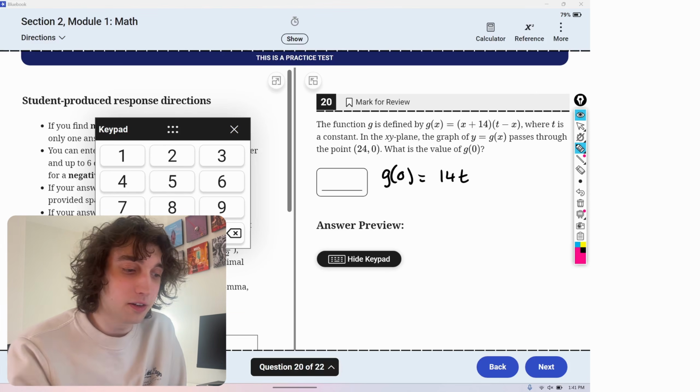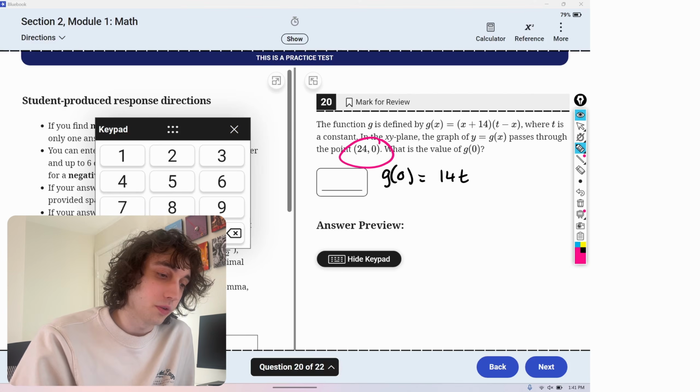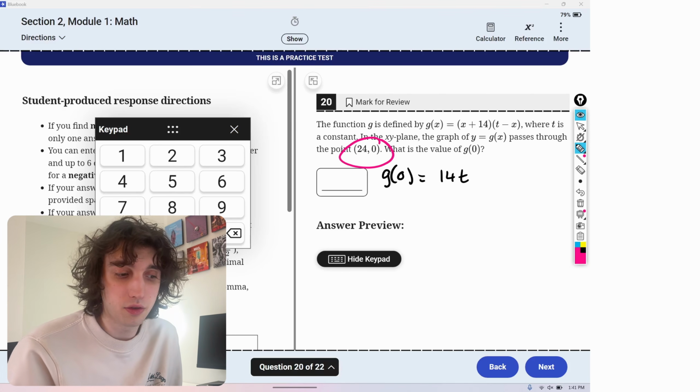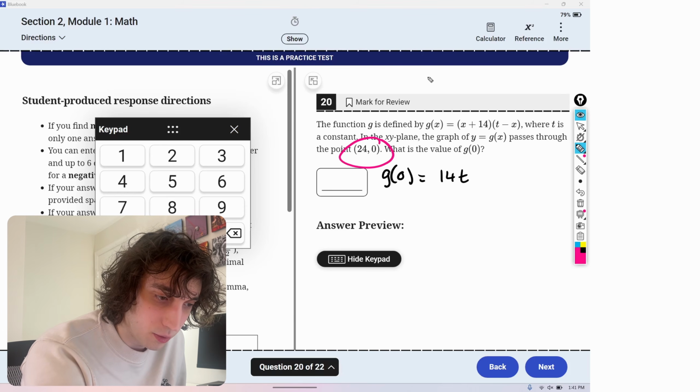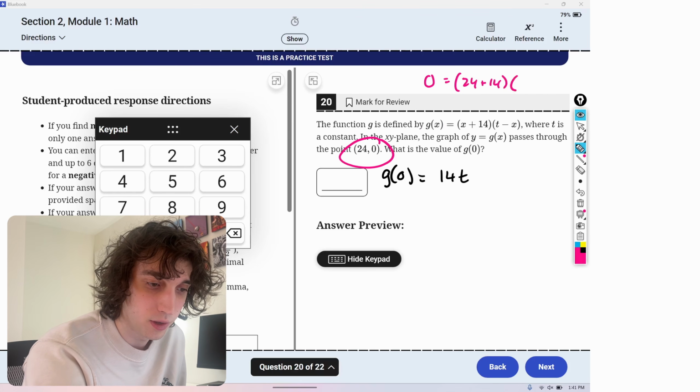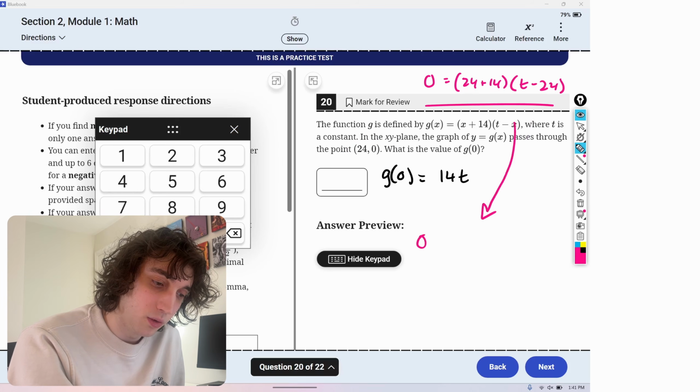And so if you're stuck here, look at the remaining information that we're given. We're told that the function passes through the point 24, 0, which means if we plug in 0 for g of x and 24 for x, we should be able to get an entire equation where everything is known except for t. And then from here, we can solve for t.